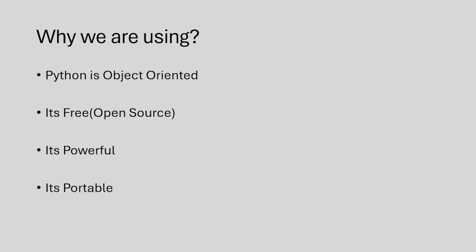Then next, why are we using Python? We already have multiple programming languages, but still why are people asking for Python? Python is an object-oriented programming language, similar to other languages like C++ and Java. Here we also have different OOPS concepts like encapsulation, inheritance, polymorphism, and many other things. These are all supported by Python.